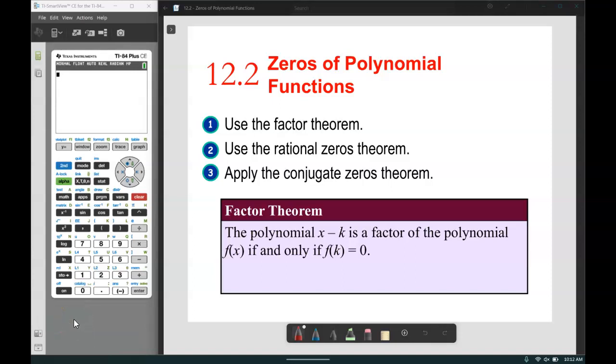So let's extend our use of synthetic division and apply it to a couple new things, including the factor theorem, rational zeros theorem, as well as the conjugate zeros theorem.